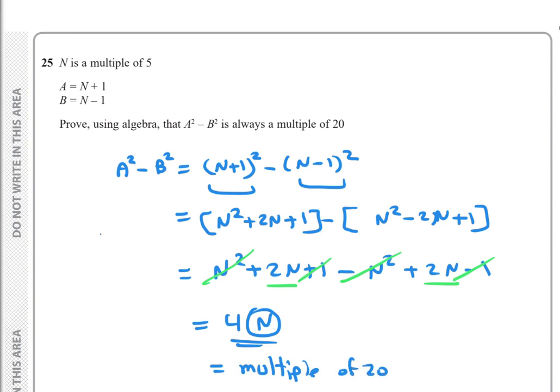Or you can write, because n is divisible by 5, we can consider that n equals 5x, so 4n equals 20x, so a multiple of 20.